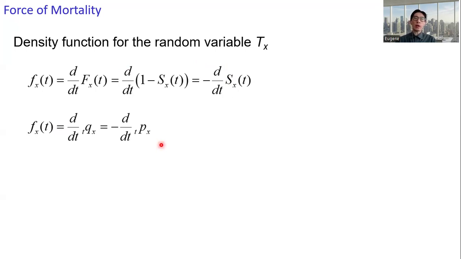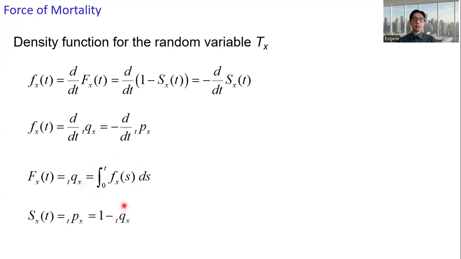To get the distribution function or the survival function, we simply use integration to integrate the density function. That is, the distribution function Fx of t is the integral from 0 to t of the density function. And then the survival function equals 1 minus tqx. This is the integral of the density function evaluated from t to infinity.